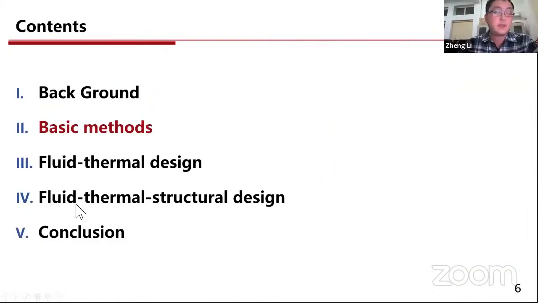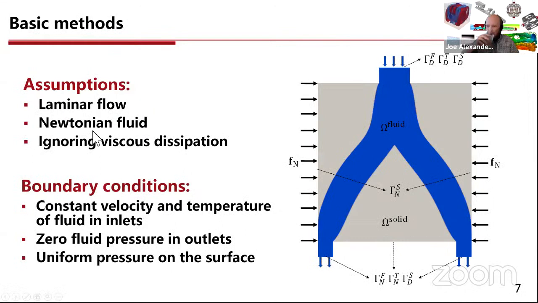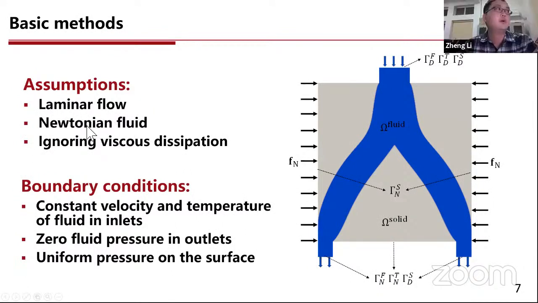So let's see the basic methods. Here we use the simplest assumptions of laminar flow and Newtonian fluid, and we don't consider the effect of viscous dissipation. Here is the schematic diagram. The boundary condition is that at the inlet, the fluid has constant temperature and velocity, and at the outlets, the pressure is zero. Then we use the surface load to consider the mechanical property of the structure.